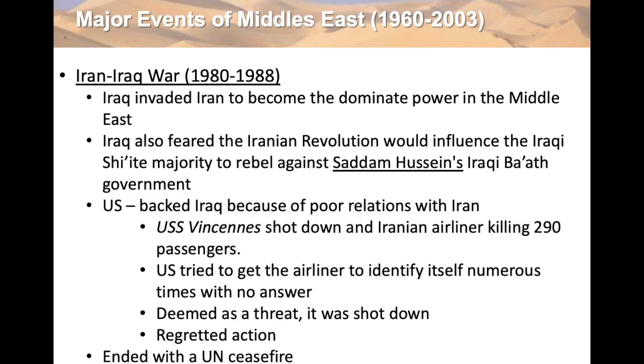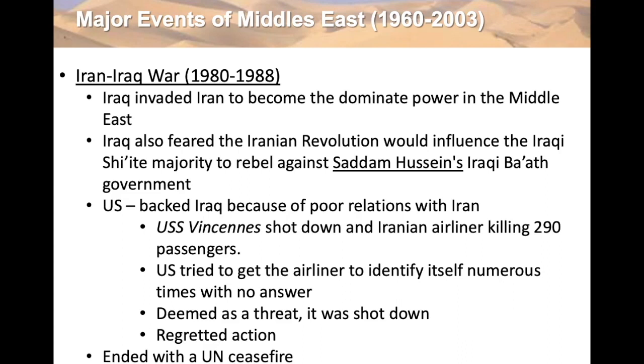Gas stations had run out of gas, and there were long lines, and you could only get a certain amount of gas. It was just a big tumultuous event in the Middle East that kind of fell down onto the United States also. We were very involved in it. The Iran-Iraq War was a war when Iraq invaded Iran to become a dominant power in the Middle East.